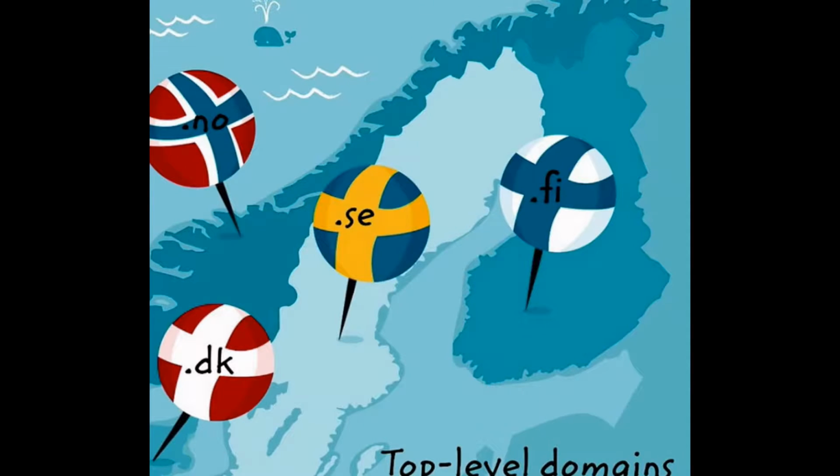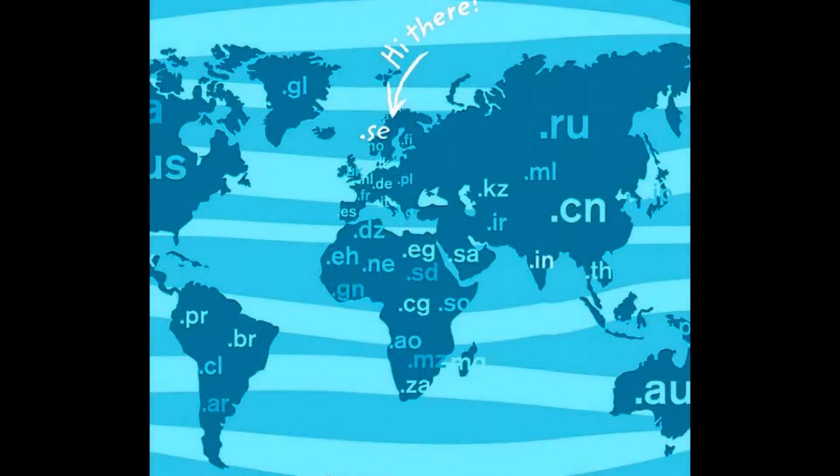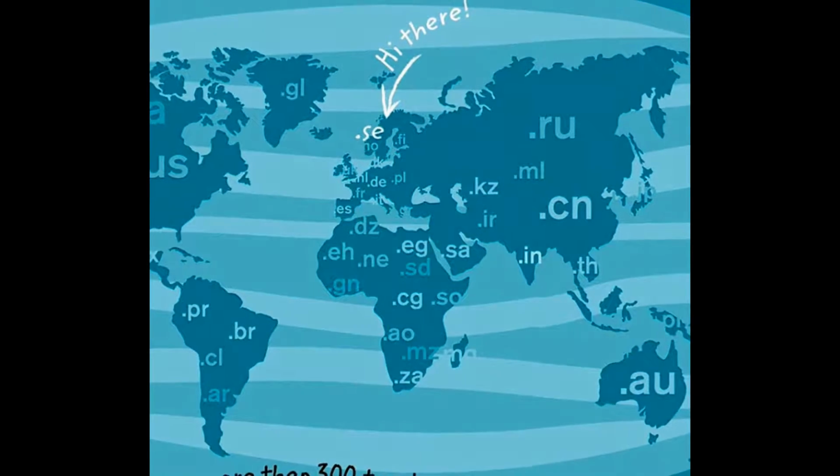They're called top-level domains. The abbreviation at the end of an internet address, like .se, is called a top-level domain, and there are over 300 different top-level domains in the world.